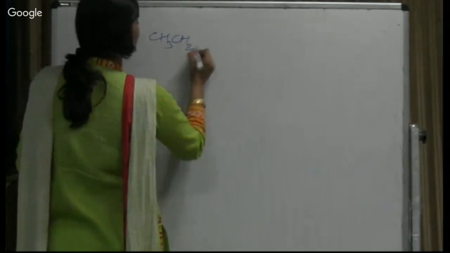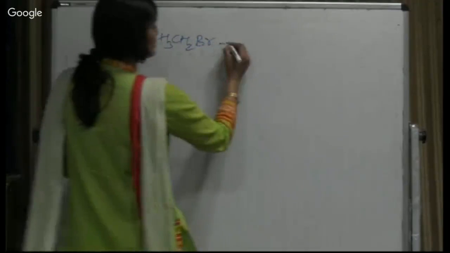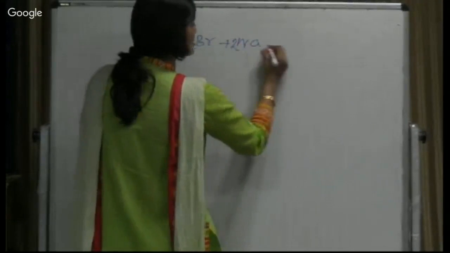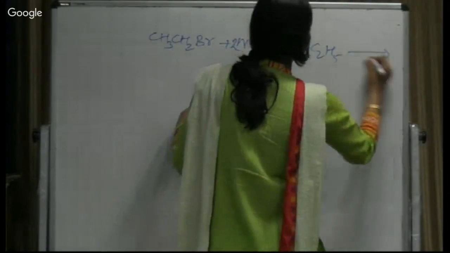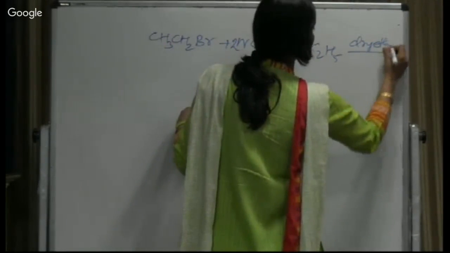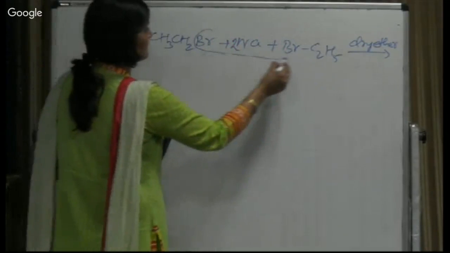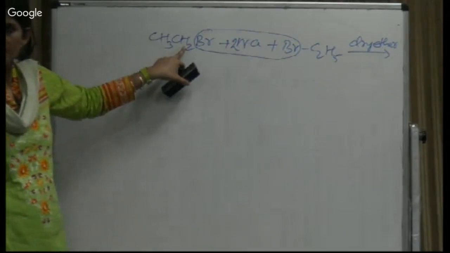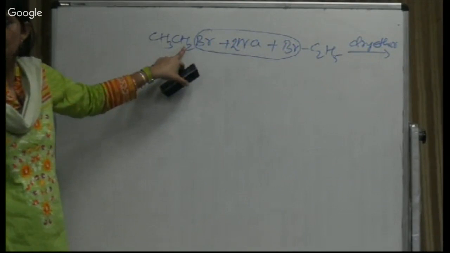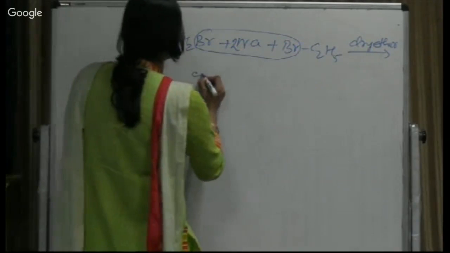For example, if I take ethyl bromide, two molecules react in presence of sodium and dry ether. How do you write the product? Just forget these and combine the carbons which were linked by halogens to each other and you get the product. That is the way to write the product.